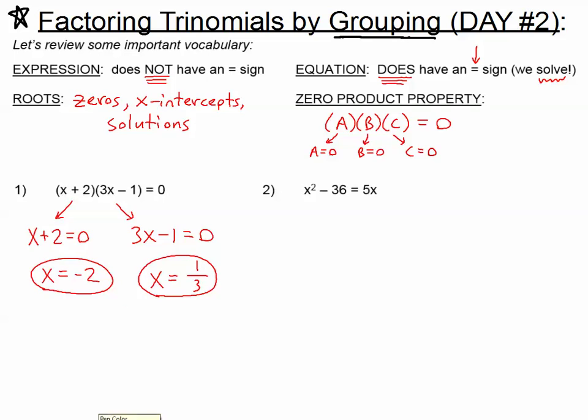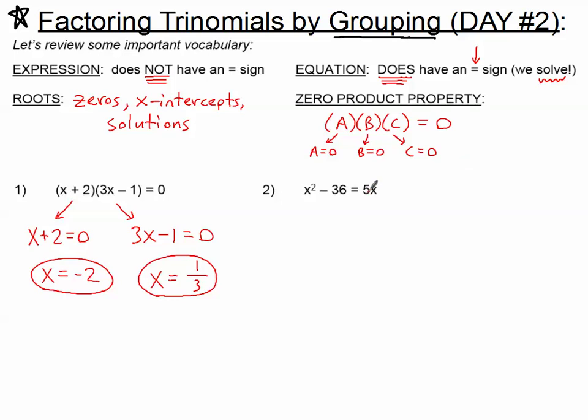Now example 2, I don't see a 0 yet. Some of you might say, well, wait a minute, I see x squared minus 36, and that's a difference of two perfect squares. And you'd be correct, but factoring this would not help us because we do not see a 0 yet. The first step today is to make sure our equation is equal to 0.